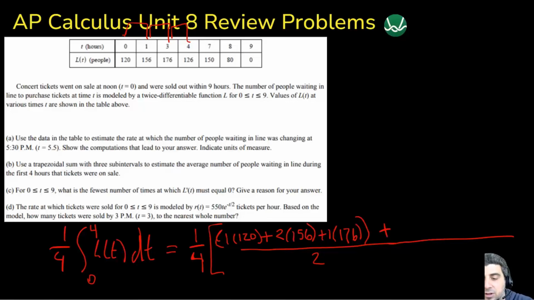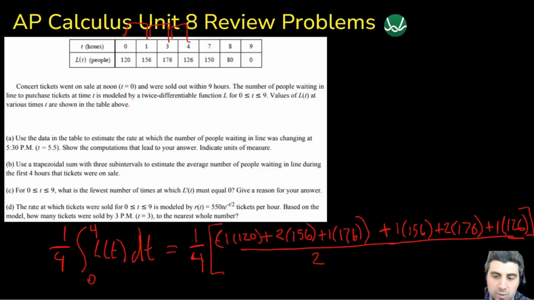Same intervals. So from 0 to 1 is 1 unit wide, but the right endpoint is 156. Then the next one's 2 units wide, the right endpoint 176. And then the last is 1 unit wide, right endpoint is 126. Now you could use Desmos to add this all up and calculate the final value, but you would get 155.25, and the units would be people.